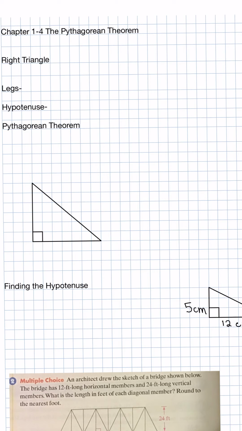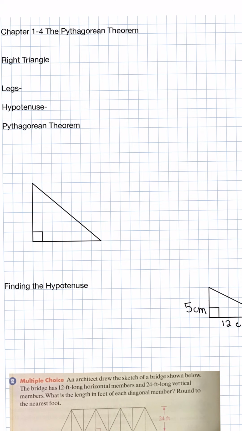Hello class. Today we're looking at Chapter 1, Lesson 4, the Pythagorean Theorem. This is one of my favorite theorems. It's a cornerstone for a lot of mathematical concepts. You'll use this in geometry in the future, trigonometry. You might use this to find the distance between 2 points. This is something that I really want you to pay attention to.